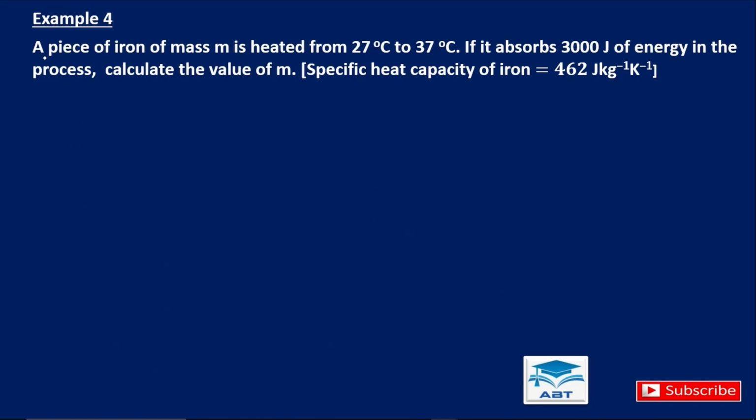Example number 4. A piece of iron of mass m is heated from 27 degrees Celsius to 37 degrees Celsius. If it absorbs 3000 joules of energy in the process, calculate the value of m, and the specific heat capacity of iron is given to be 462 joules per kilogram per Kelvin.